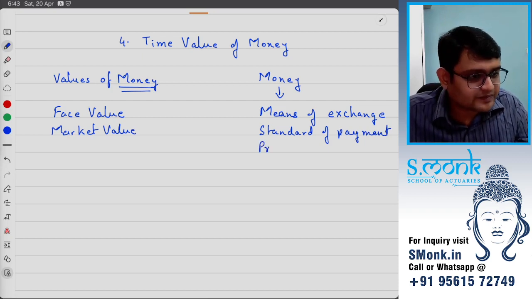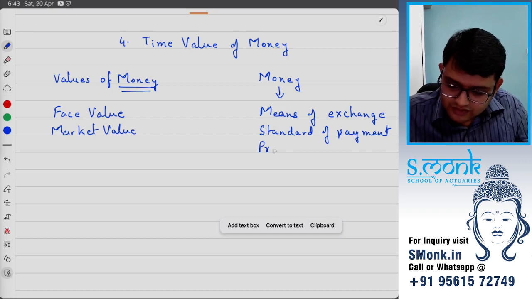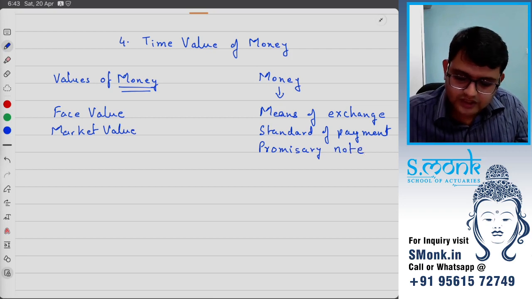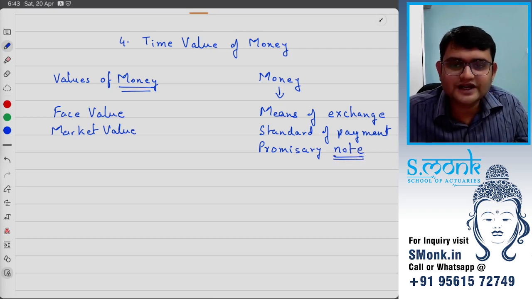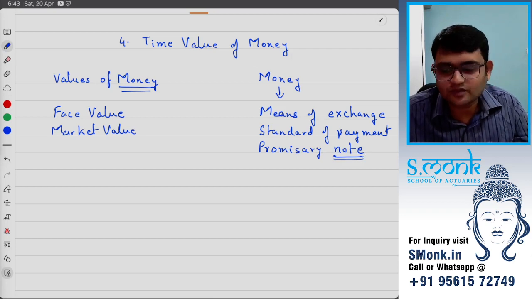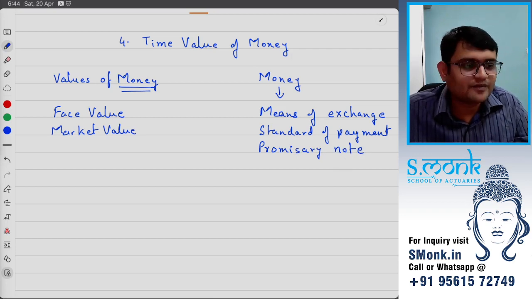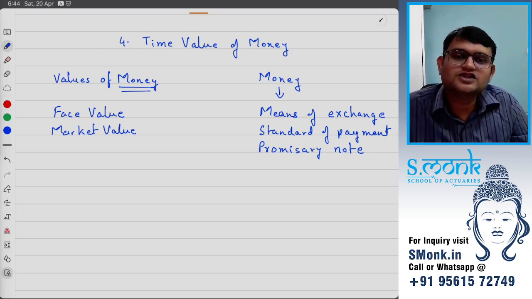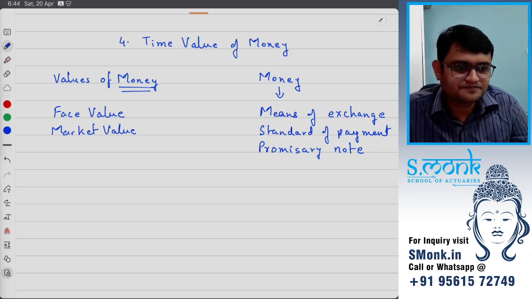It's the legal name. I'll talk about that also. Promissory note. This is the reason why we call it a note. In India we call it a note because it's a promissory note. In America they call it a promissory bill. That is why they call their currency a bill.